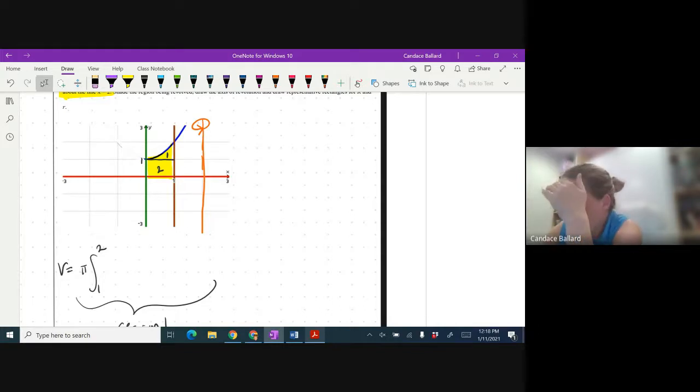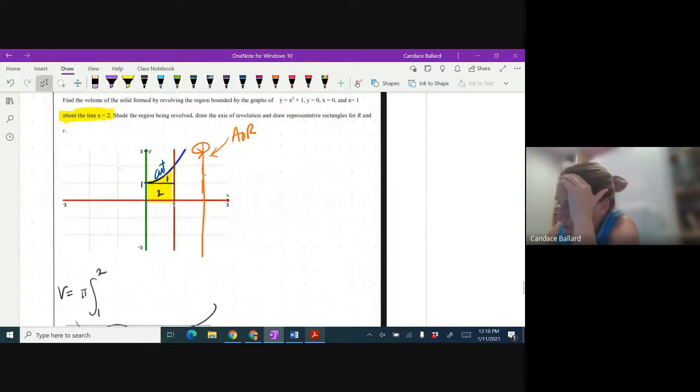Okay, so remember, I know we've got 5 million colors, the orange is my axis of revolution. The blue in region 1 is further away than the brown. So we're going to use our blue first. Blue is going to become the outer. And then this guy here is still x equals 1, right? That's going to be my inner.